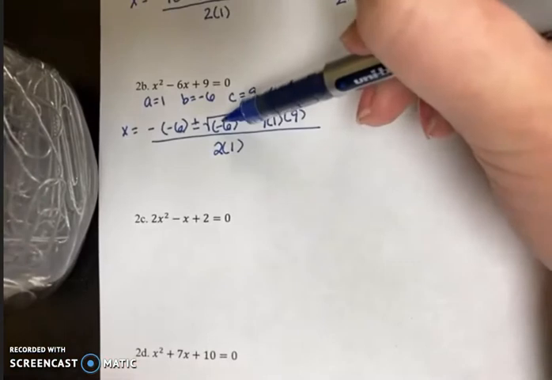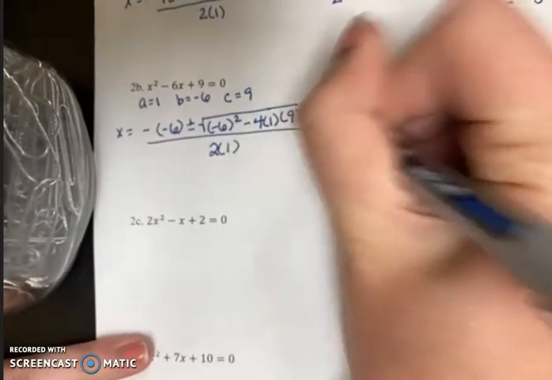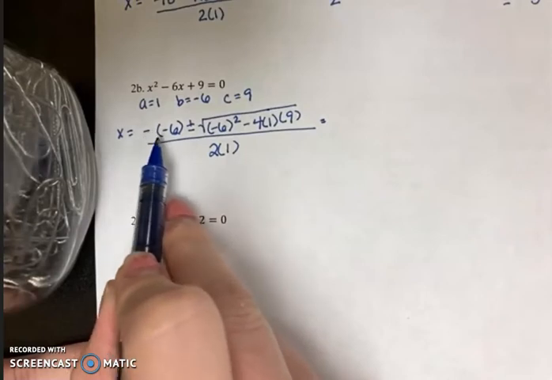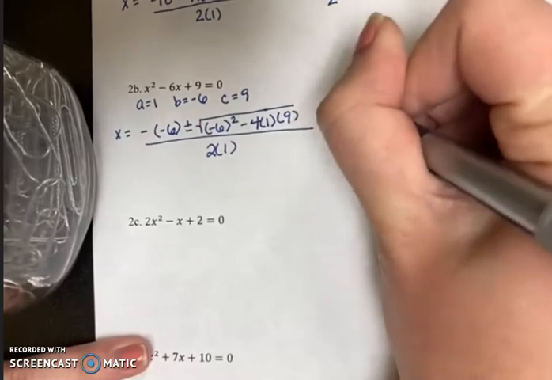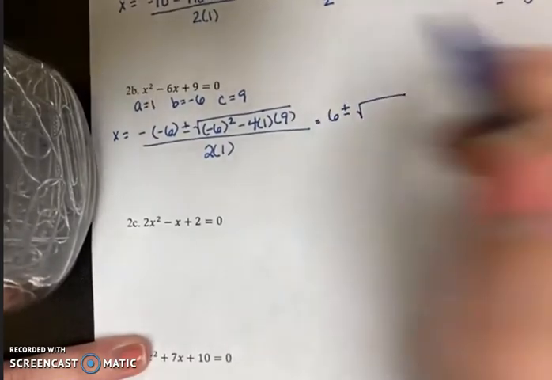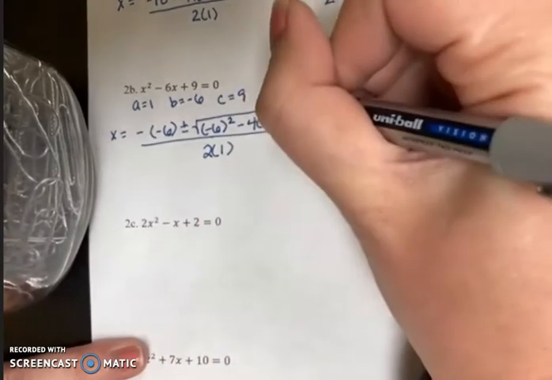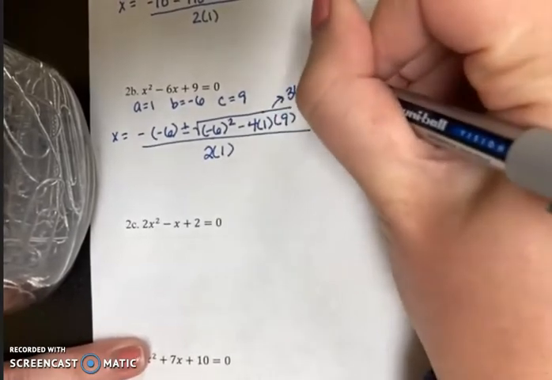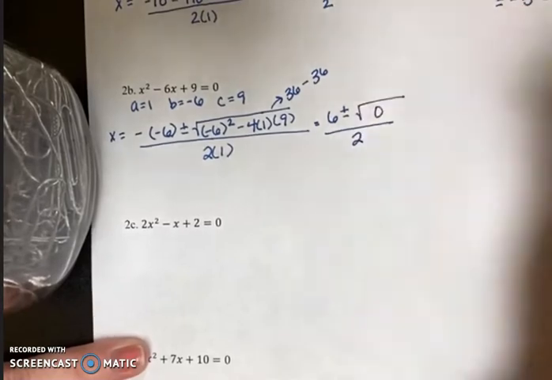Notice how I wrote my -6 inside of parentheses. That's going to help me see more clearly what's going on. So I have a -6. That becomes positive because 2 negatives makes a positive. So +6 plus or minus the square root of. I have -6 being squared, which gives me a +36. Minus 4 times 9, that's 36. So 36 minus 36 is 0, and that's all over 2.